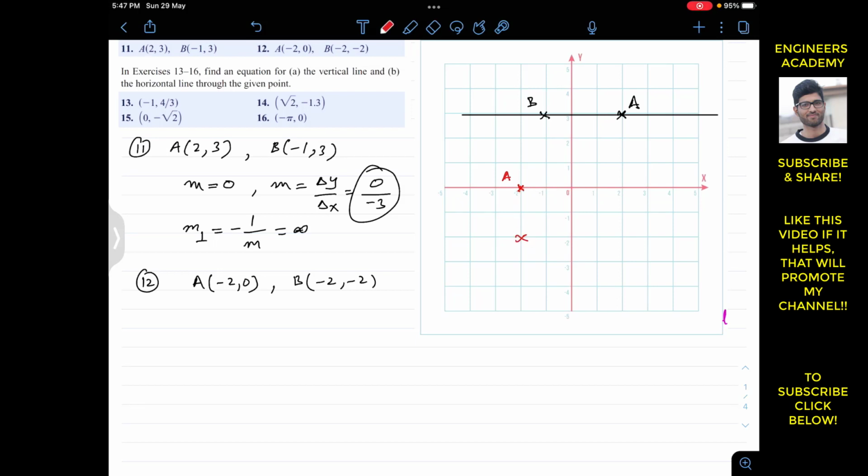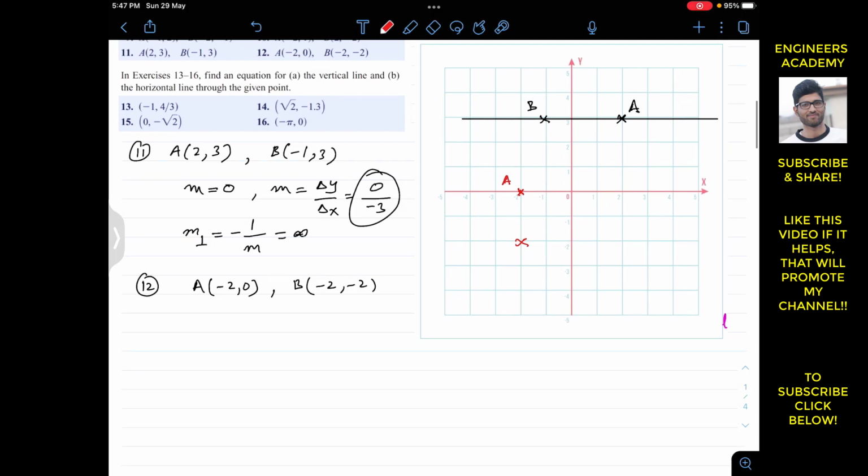So this represents a vertical line. Now if I join these 2 points, we will have this vertical line, and since it's a vertical line, its slope will be undefined.